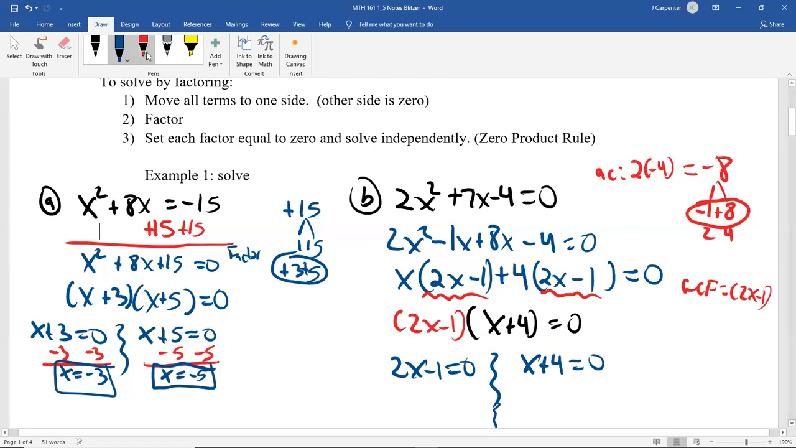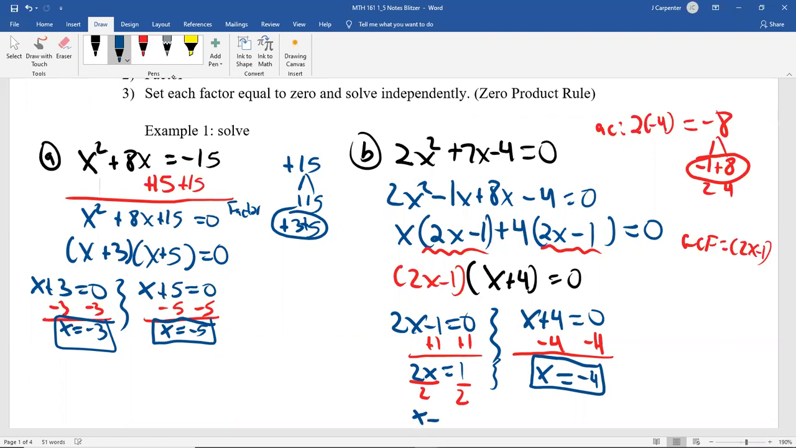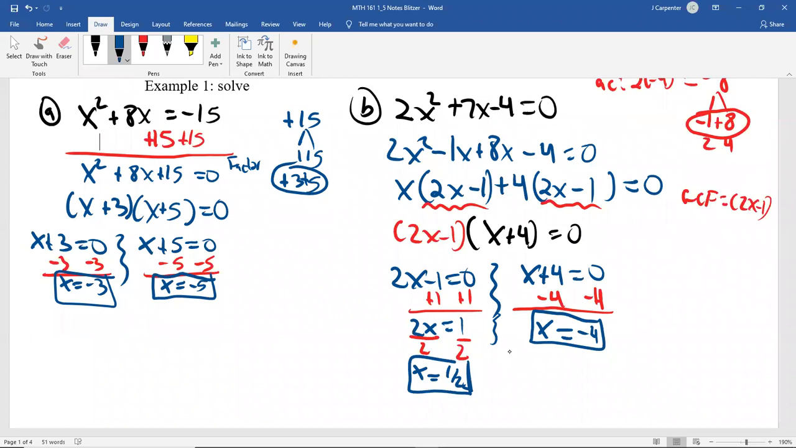You're going to add 1 and divide by 2 on both sides of the first one. You're going to subtract 4 on both sides of the second one. You get 2x equals 1, x equals negative 4. That one's done. You have to divide by 2 on the first one, though, to finish it up, to get your x equal to a half. So 2 solutions. One of them is a fraction, but that wasn't an issue throughout the problem.